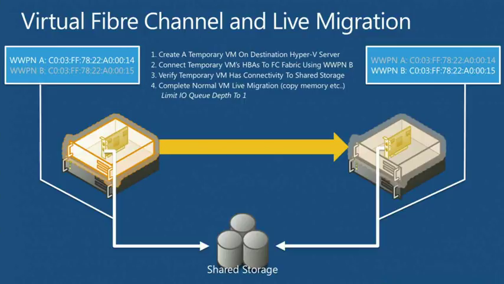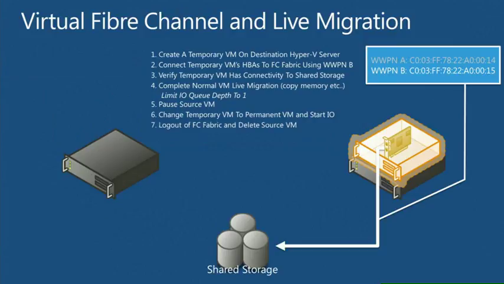So once the discovery happens and everything is hunky-dory, slowly we start quiescing the source VMs. We copy the memory, we copy any other files. We limit the queue depth to 1 so that the IOs are throttled and we are able to catch up and move those particular IOs onto the destination side. We pause the source VMs. We change the temporary one to a permanent one on the destination. And we log out of the source fabric and delete the particular VM. And the VM on the destination is up and running.